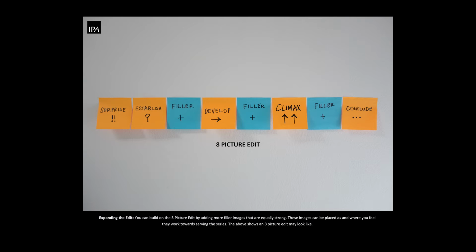For example, over here I have what an 8-picture edit may look like. The filler images are represented by blue stickies. So here we've added one filler after the second establishing shot. We've added one after develop, so it might be a second developing picture because perhaps there's a bit more complexity to the narrative, so we need to develop the story a bit more. So let's insert an additional filler before the climax, and also one after the climax before we conclude. So from the 5-picture edit, we now have an 8-picture edit.